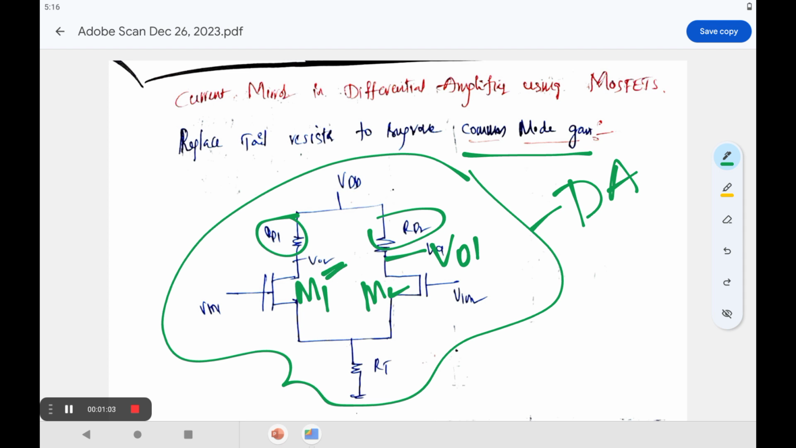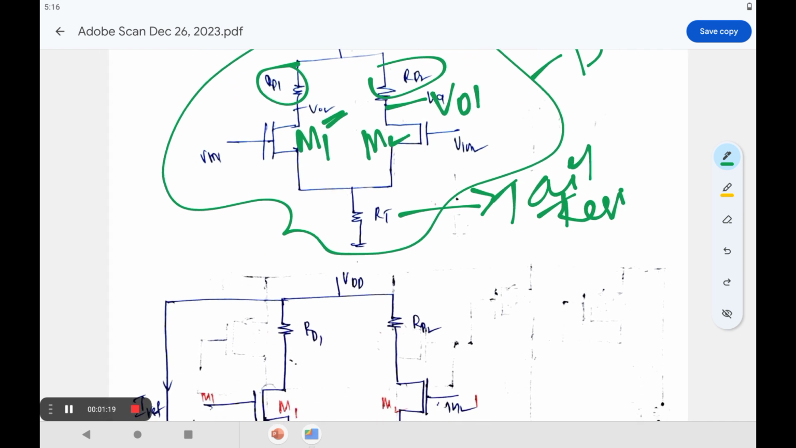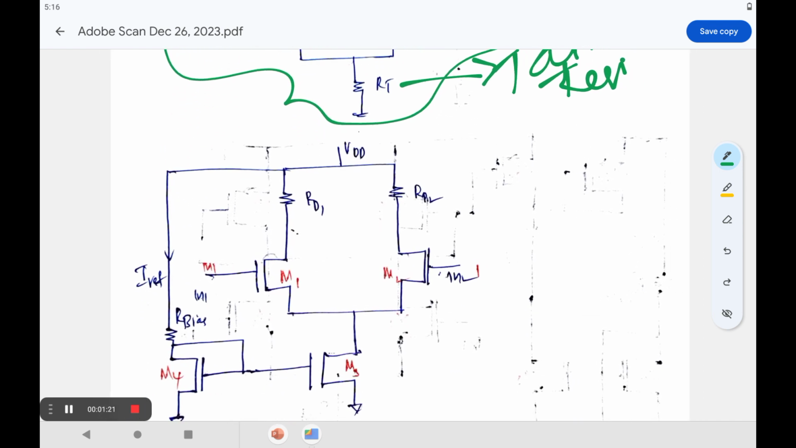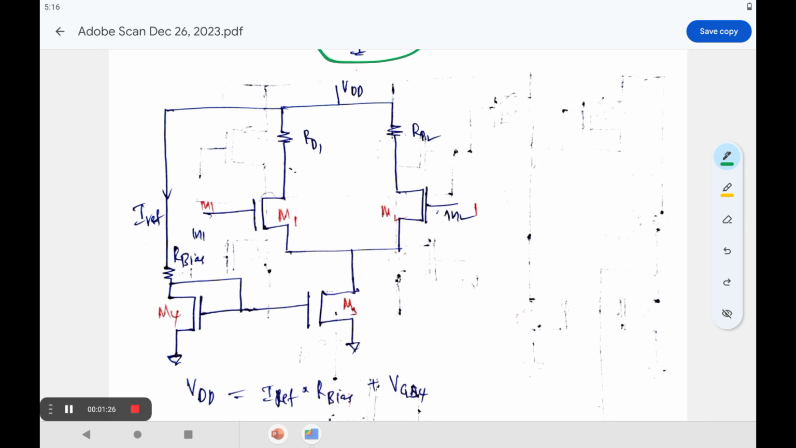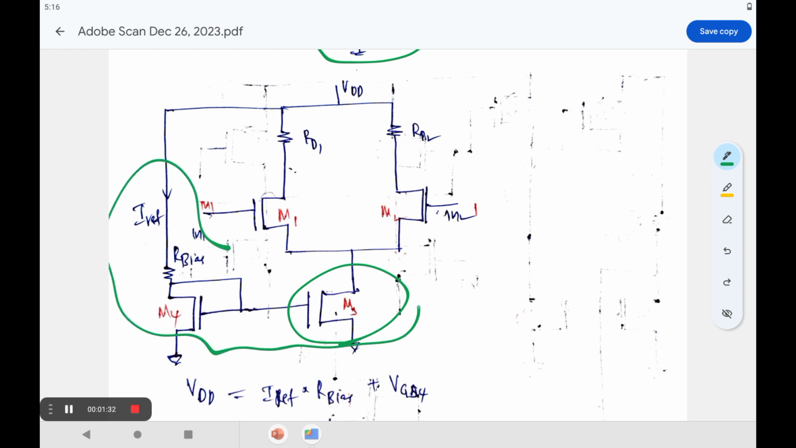At the same time, RT is generally called the tail resistance. The basic purpose of this tail resistance is to reduce the common mode gain. In order to achieve the exact value of RT, we need to maintain a minimum value of common mode gain. So for that purpose, we use an active device, which can be designed with the help of a current mirror circuit. This is a current mirror circuit.